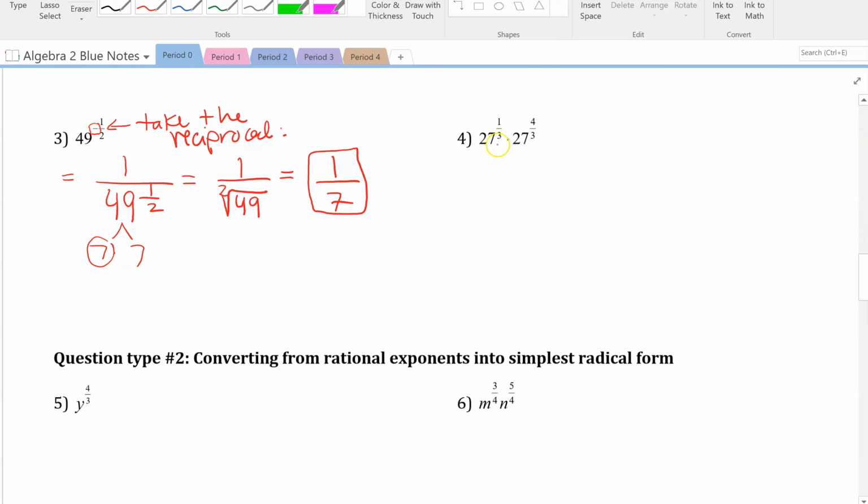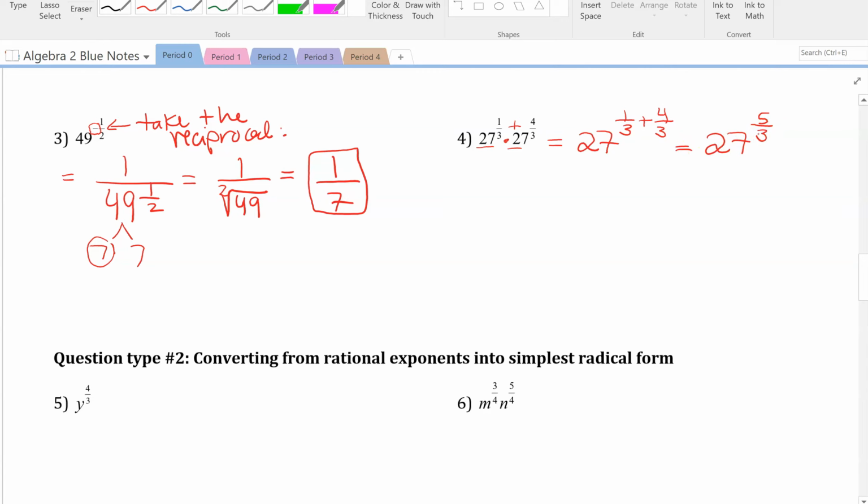In example 4, it's a similar thing where you have two bases that are the same that are being multiplied, and the exponents are rational, but they follow the same rules as normal exponents. According to the rules of exponents, we need to add the powers. When the bases are multiplying, the powers add. So my answer would be 27 to the power of 1/3 plus 4/3. I would add them together, and that would become 27 to the power of 5/3.